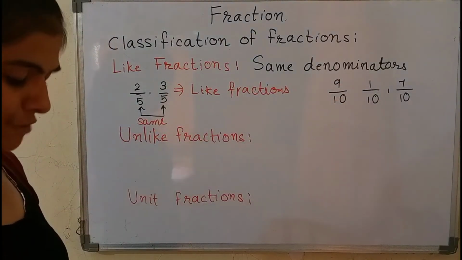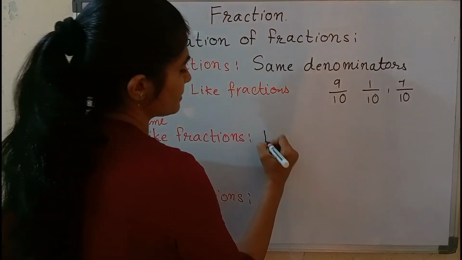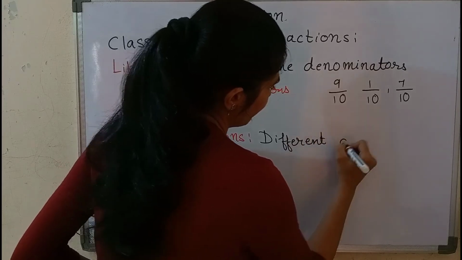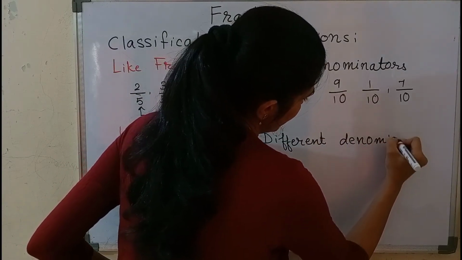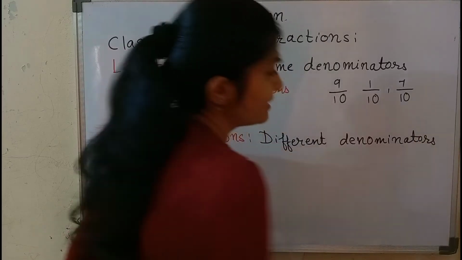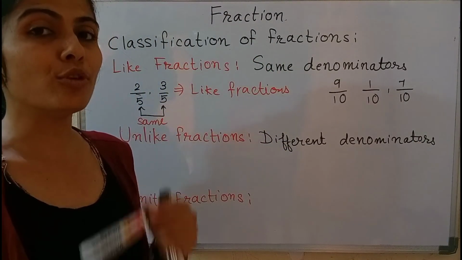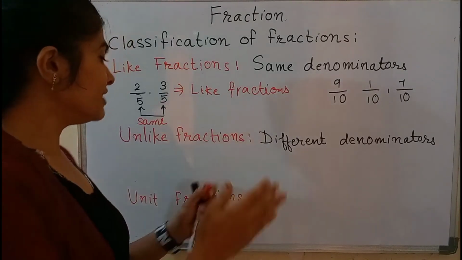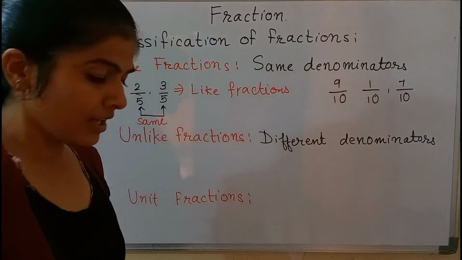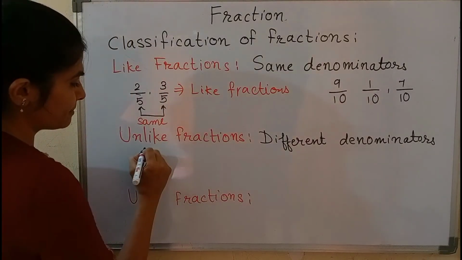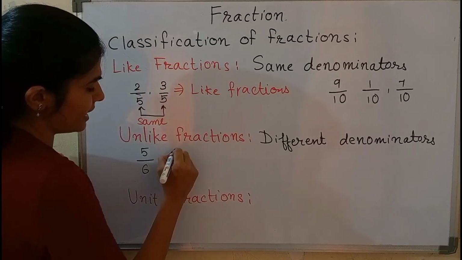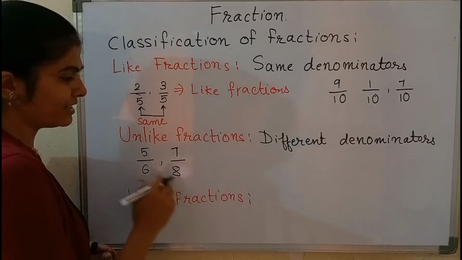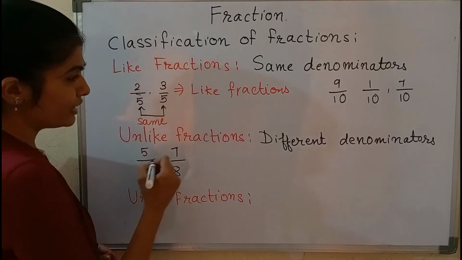Now what are unlike fractions? Unlike fractions means fractions having different denominators. See friends, keep one thing in mind, we are not bothering about the numerator. Whether numerators are the same or different, we don't care at all. We need to just focus on the denominators. If I say 5/6 and 5/7, you can see that both have different denominators.